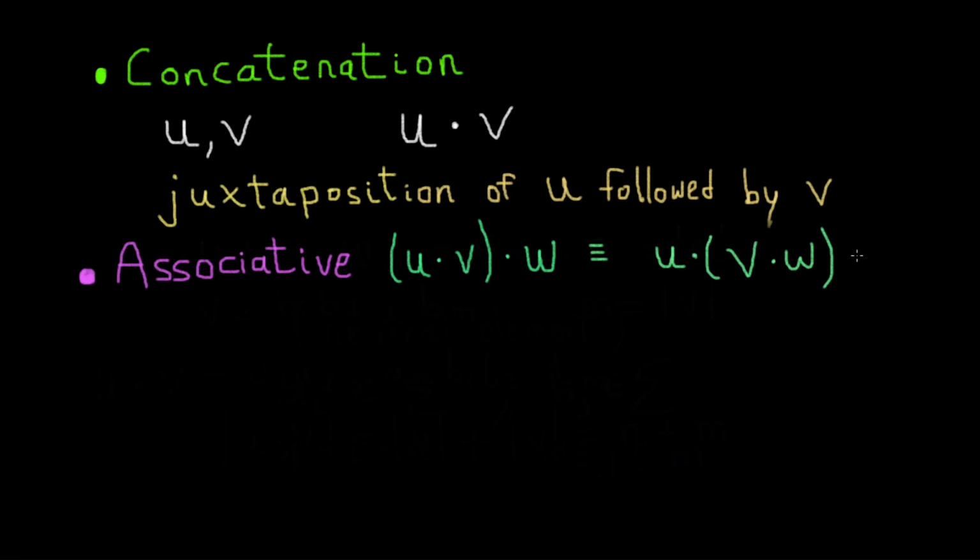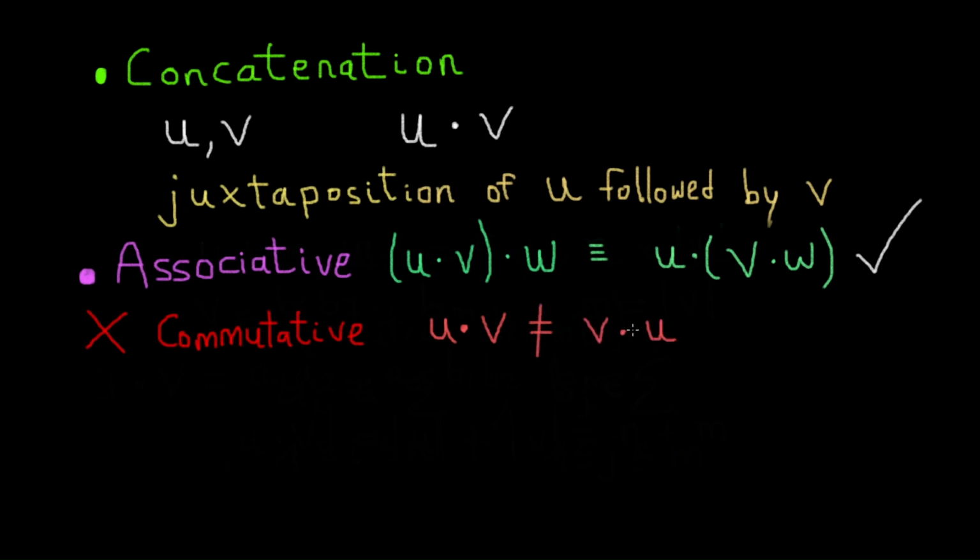So the concatenation is associative. Now another very important property is that the concatenation is not always commutative, in the sense that if I concatenate a given word U with a word V, this does not have to be equal to concatenating V with U. This property is very easy to show.